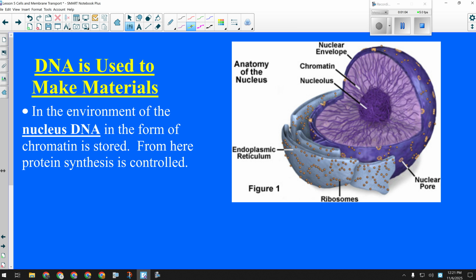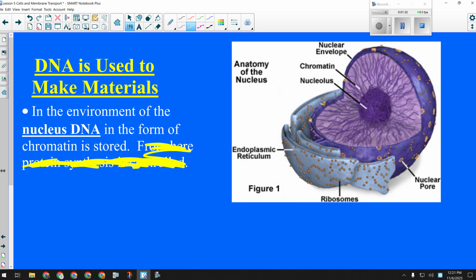We should be able to get this whole thing done today. All right, so first thing we want to talk about is the role that DNA plays in the cell. First off, I'm going to scribble that part out because I don't like how it's worded. So DNA is used to make materials. We've talked about that before. DNA is the instructions that tell your cell how to build things, in particular proteins. So that's the job of DNA.